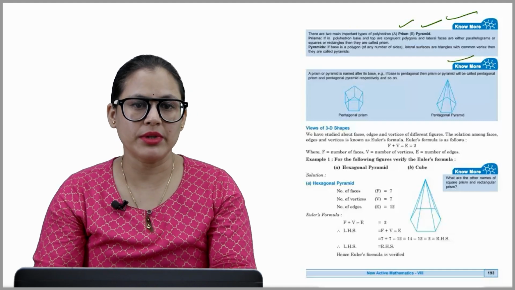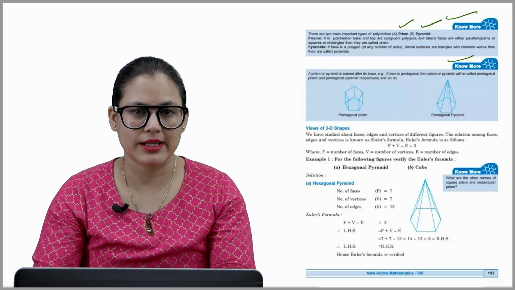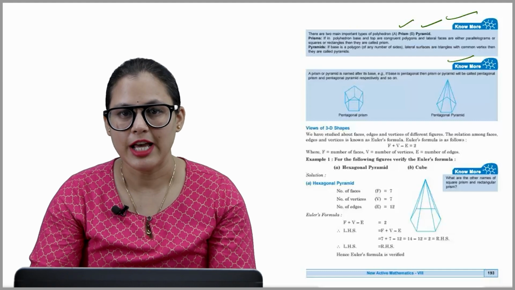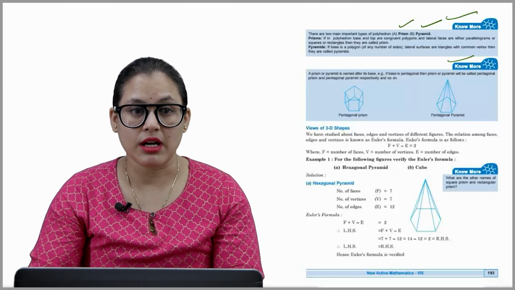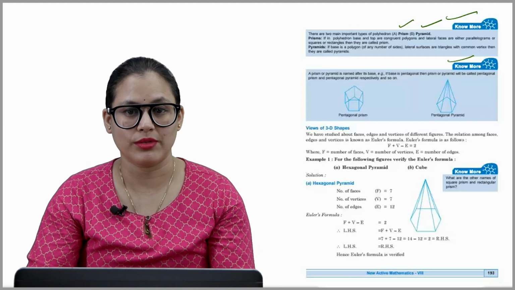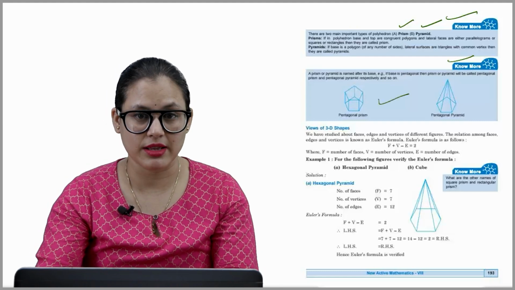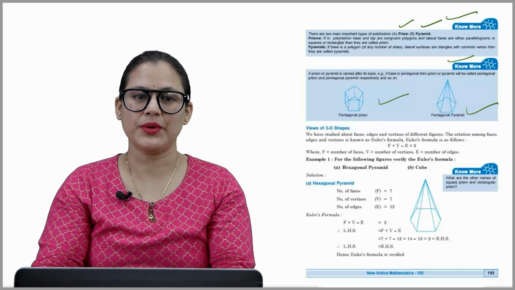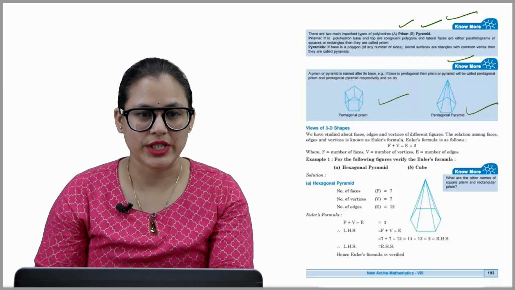A prism or pyramid is named after its base. Example, if the base is pentagonal, then the prism or pyramid will be called pentagonal prism and pentagonal pyramid respectively, and so on. Okay, this is a pentagonal prism and this is a pentagonal pyramid. Okay. Now views of 3D shapes.